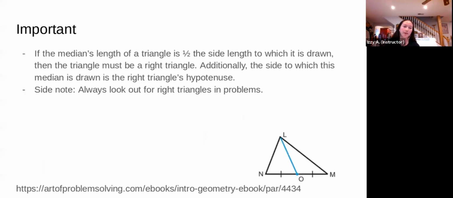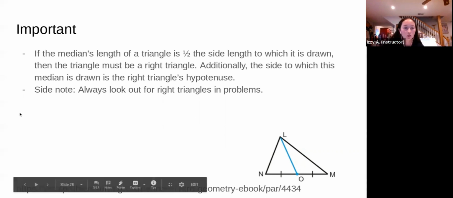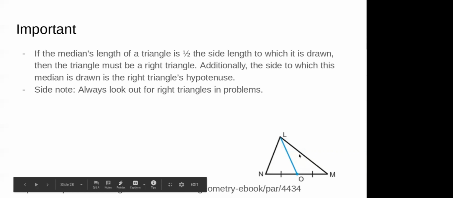Okay. So next, we have more information. If the median's length of a triangle is 1/2 the side length to which it is drawn, then the triangle must be a right triangle. Additionally, the side to which this median is drawn is the right triangle's hypotenuse. So if you look here. What does it really mean?